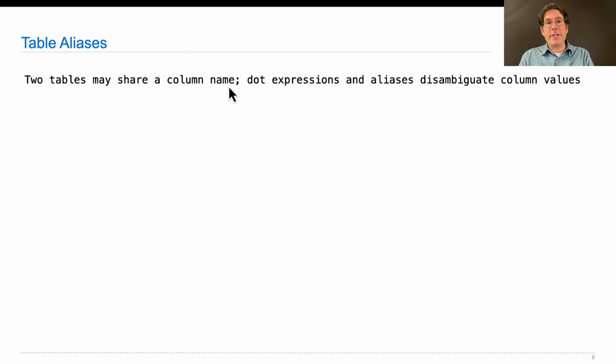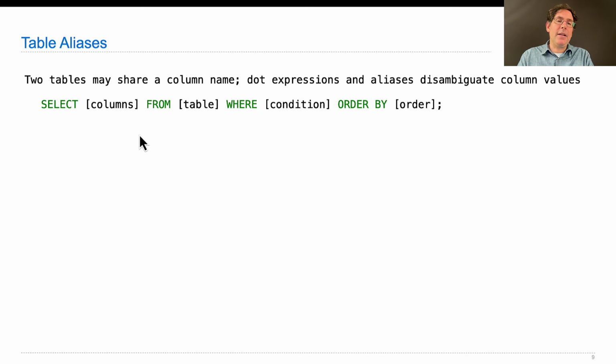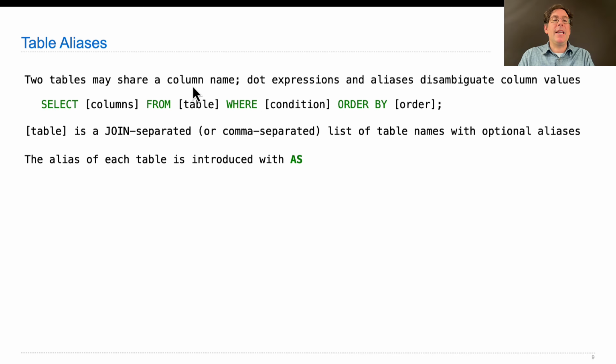But those dot expressions can be long, and so sometimes you need an alias, which is an alternate name for a table. So inside of a select statement, this table can be a join separated or comma separated list of table names that can optionally be aliased, and the alias of a table is introduced with as.